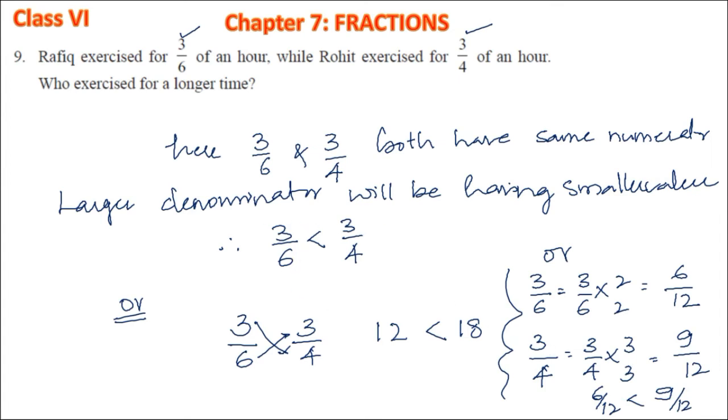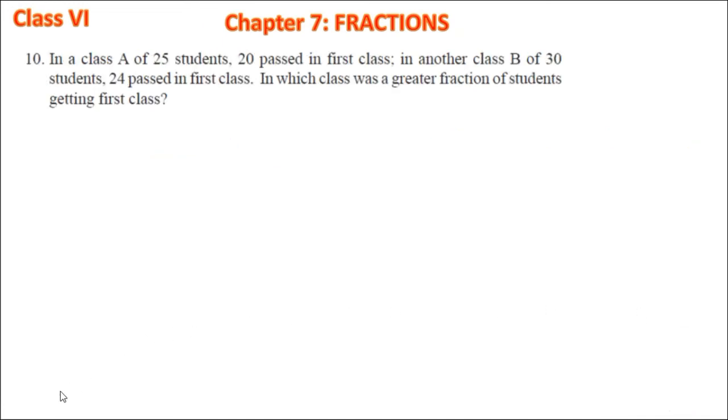This is pretty simple. Question number 10. In a class A of 25 students, 20 passed in first class. In another class B of 30 students, 24 passed in first class. In which class was the greater fraction of students getting first class? So we shall convert the statements in terms of fractions and let's compare.